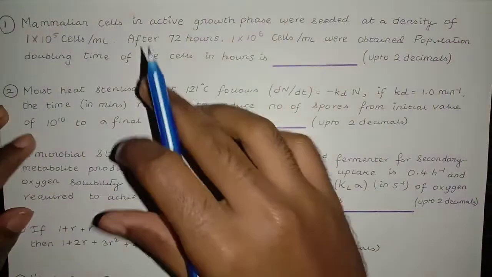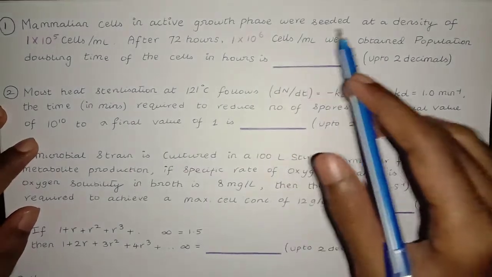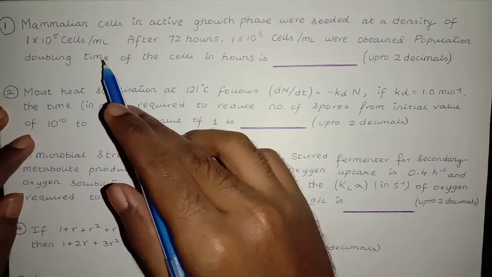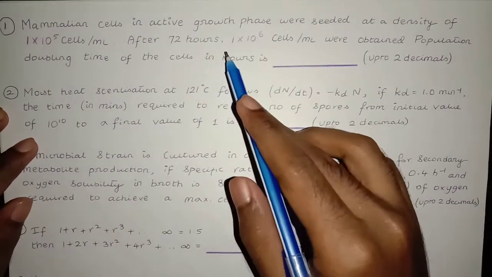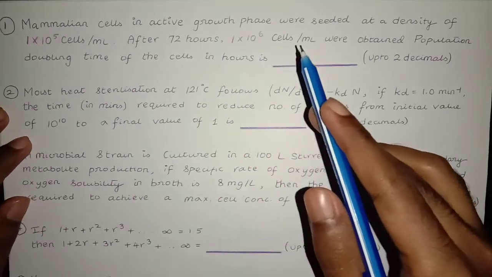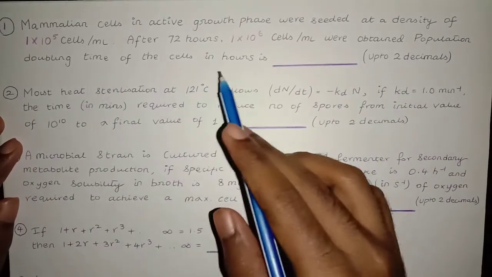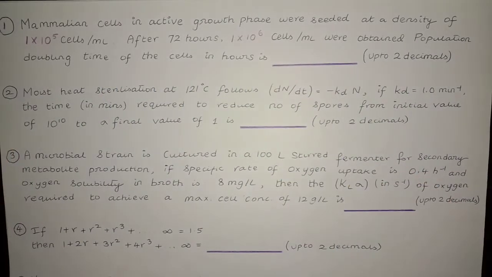Question 1. The mammalian cells in active growth phase were seeded at a density of 1 × 10^5 cells per ml. After 72 hours, 1 × 10^6 cells per ml were obtained. The population doubling time of the cells in hours, up to 2 decimals, is?